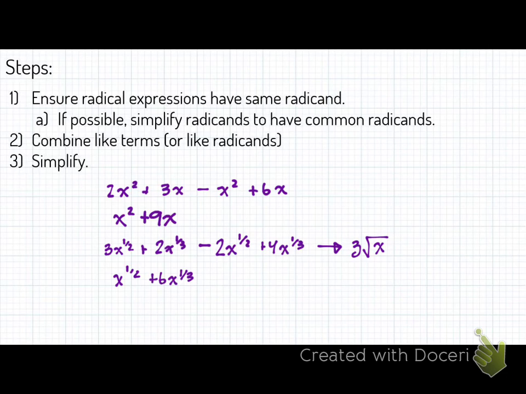Do you all see that? Isn't this the same thing as 3 square root of x? Is there a parenthesis around the 3? No, so we don't make that a radical. Let's keep going here. How do I write the next one? Plus 2 cube root of x, right? Do you see that?